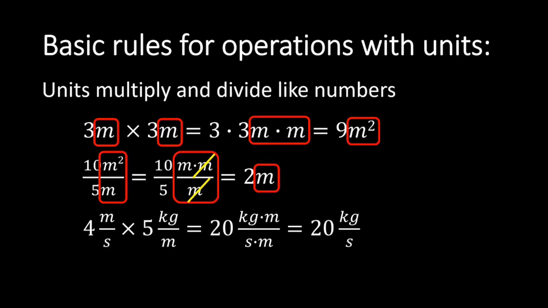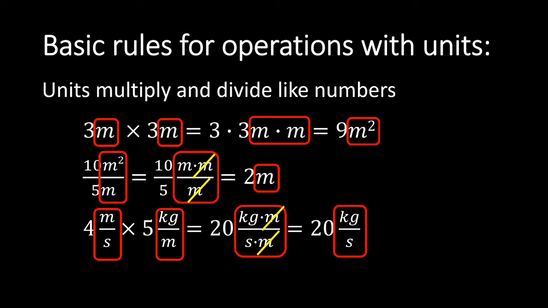As for the last example, the rules stay the same. When we look at the numerator, meter and kilogram multiply to kilogram meter, while second and meter in the denominator multiply to second meter. In the end, 2 meter units are effectively cancelled.